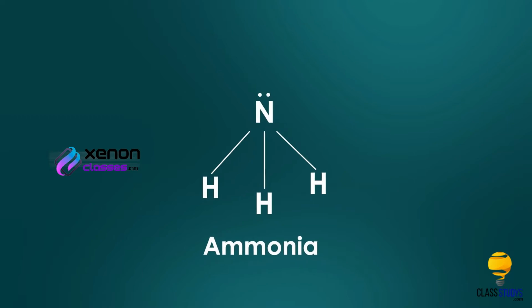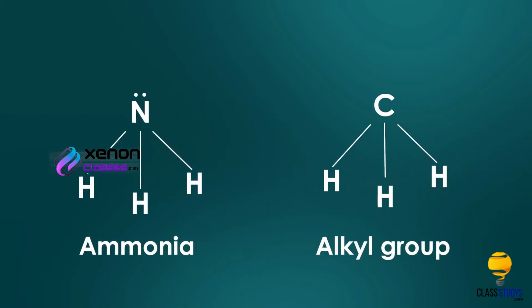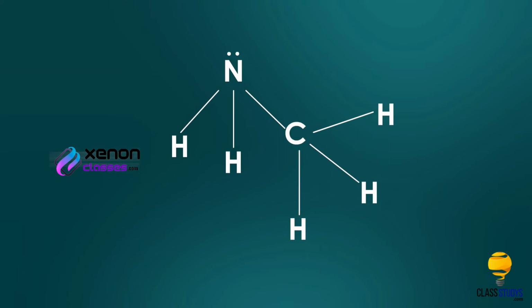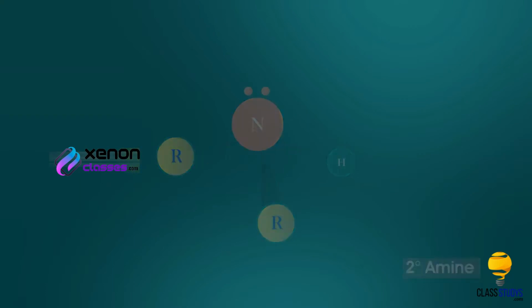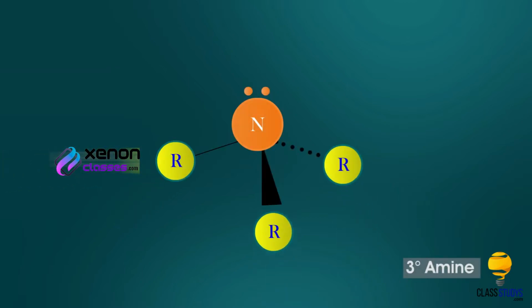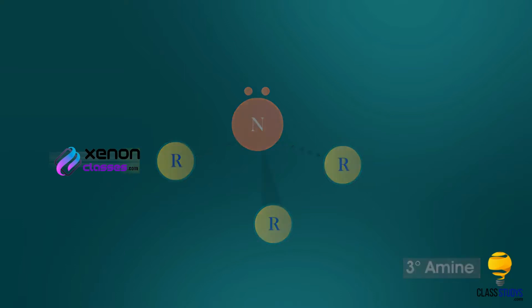When one of these three hydrogen atoms is replaced by an alkyl or aryl group, a primary amine is formed. When two of the three hydrogen atoms are replaced by alkyl or aryl groups, a secondary amine is formed. When all the three hydrogen atoms are replaced by alkyl or aryl substituents, a tertiary amine is formed.